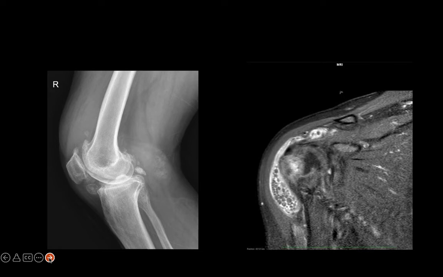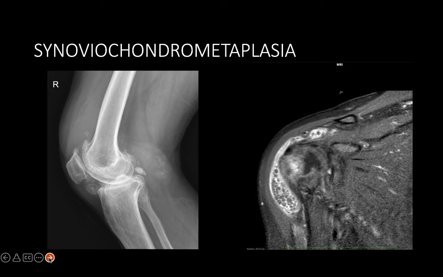Another type of arthritis that's non-inflammatory is what we know as synovial chondrometaplasia. This is a long name, but it's synovial based. Synovial hypertrophy leads to little chondral bodies that are produced, metaplasia, right? So the synovium is producing chondral bodies that end up breaking off and sometimes ossifying. That really describes primary synovial chondrometaplasia.